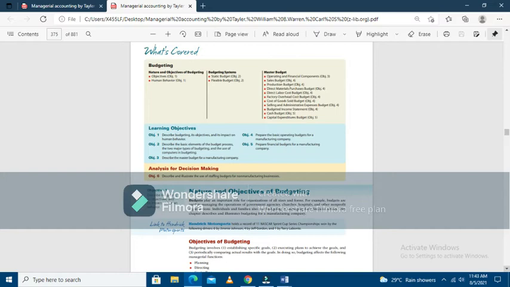So we look at our objectives. We describe budgeting, its objectives, and its impact on human behavior. We describe the basic elements of the budget process, the two major types of budgeting, and the use of computers in budgeting as we go along with technology. We describe the master budget for a manufacturing company. We prepare the basic operating budgets and the financial budgets of a manufacturing company.